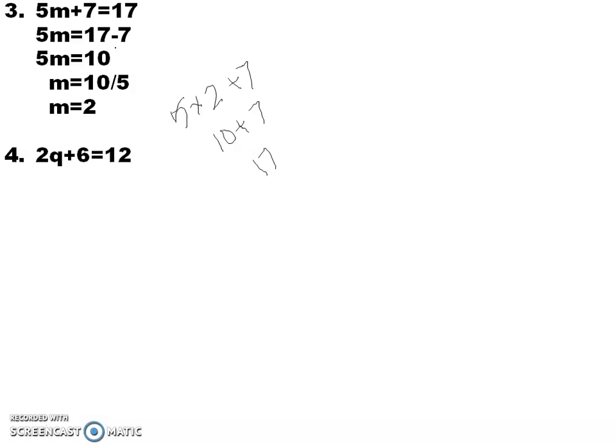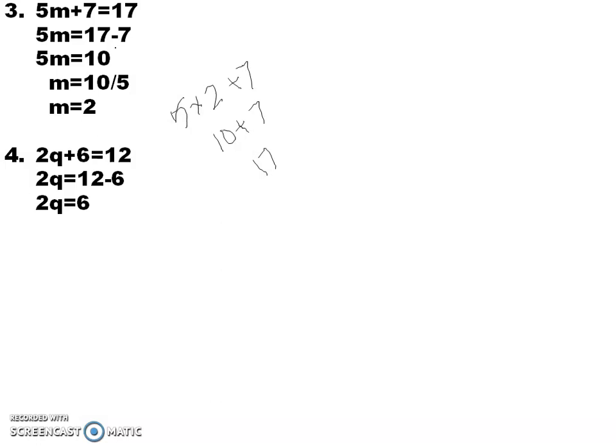2q plus 6 equal to 12. So what is the first step? You should take plus 6 to the other side. Plus 6 went to the other side. It became minus 6. 12 minus 6. What is 12 minus 6? It is 6. So 2q equal to 6.